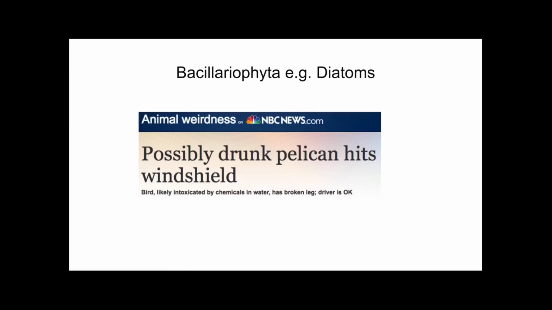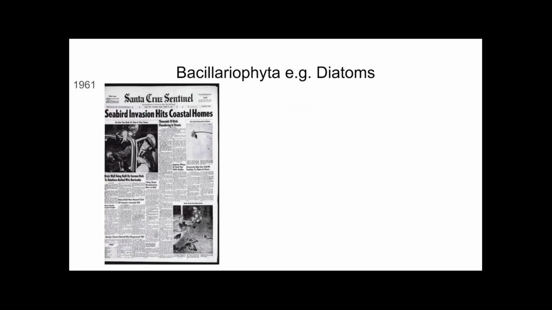You'll have a lot of different wildlife acting kind of strange because that domoic acid affects the behavior and the neurological system of vertebrates. Here in 1961, you can see in the Santa Cruz Sentinel, there's a big one-pager talking about the seabird invasion, where a bunch of seabirds came in and started hitting homes and running into things. Well, all those seabirds were suffering from domoic acid, produced from diatoms like Pseudonitzschia.